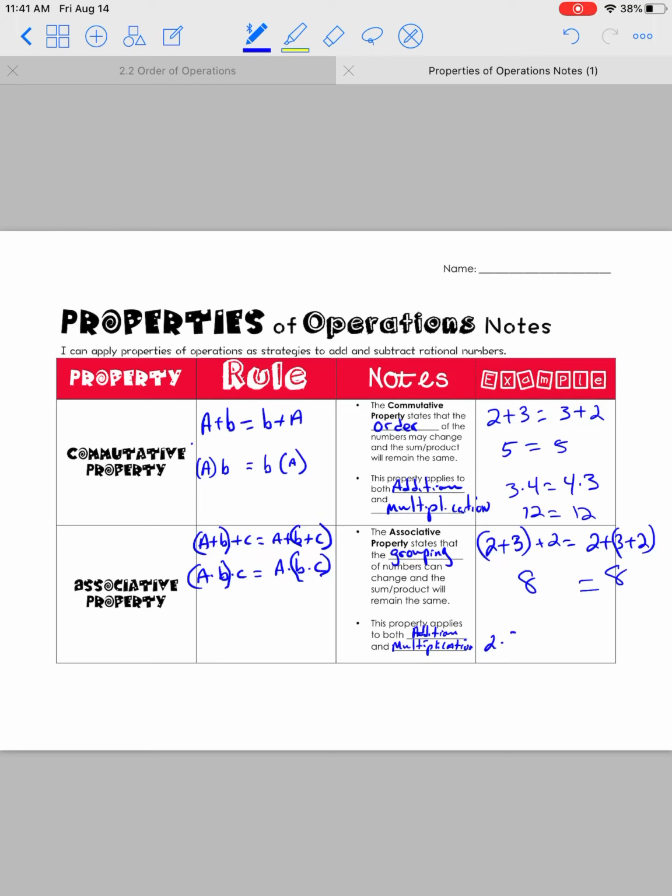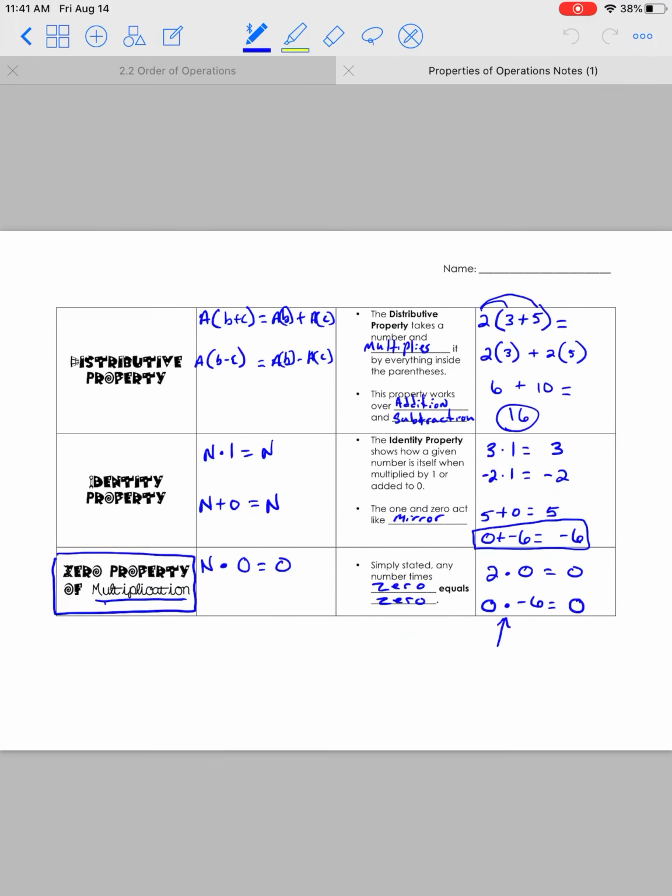Same with multiplication. 2 times 3 times 1. Whether I put the parentheses here or I put the parentheses there. 2 times 3 is 6. 6 times 1 is 6. Well, if I come over here, on the right side here, 3 times 1 is 3. 2 times 3 is 6. Either way, you get the same answer, right? Okie dokie.